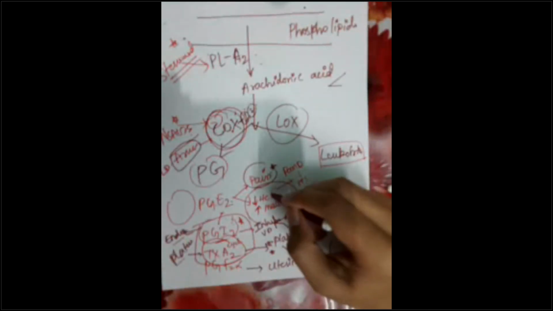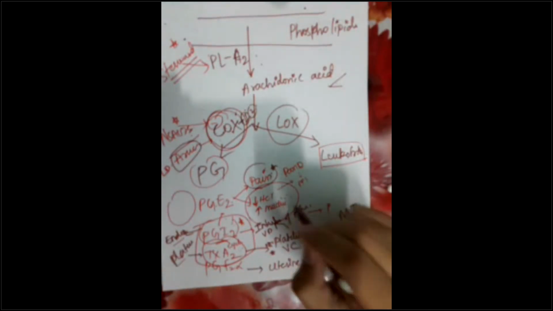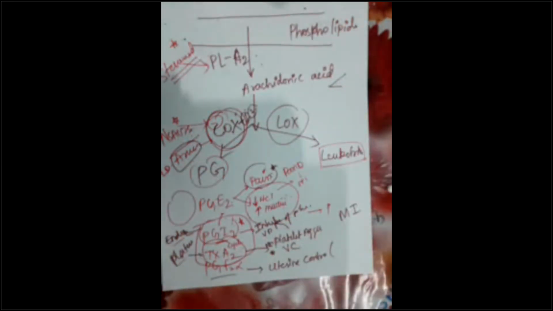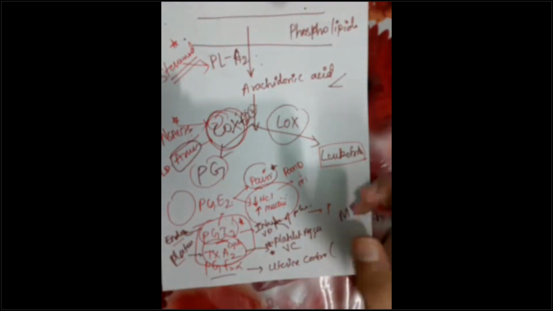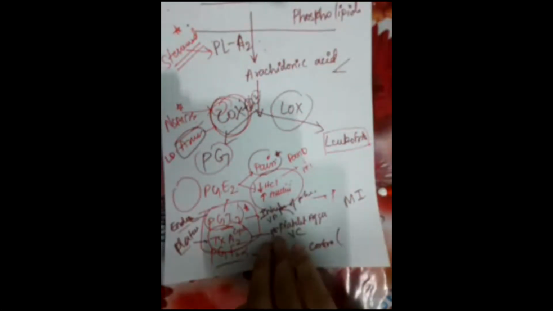PGE2 is mediating pain and also mediating decreased HCl and increased mucus, protective for your GIT. And also your PGF2 alpha, what is it doing? Uterine contraction. In parturition it is helping. Also vasodilation it is helping. So it is also involved in impotence and so on. So this is all in a nutshell about the prostaglandins.